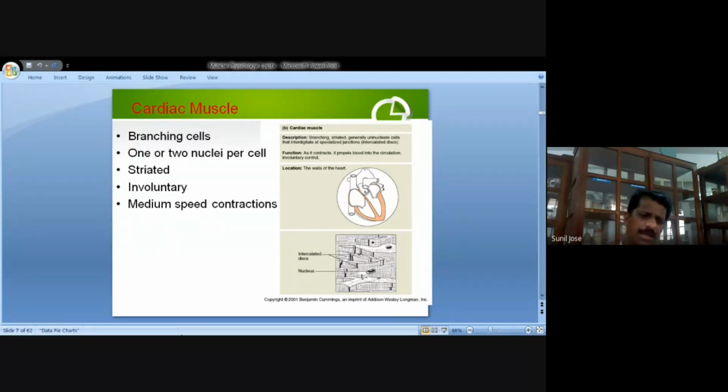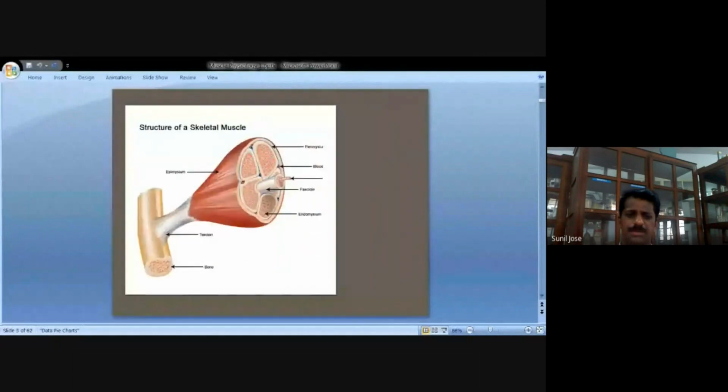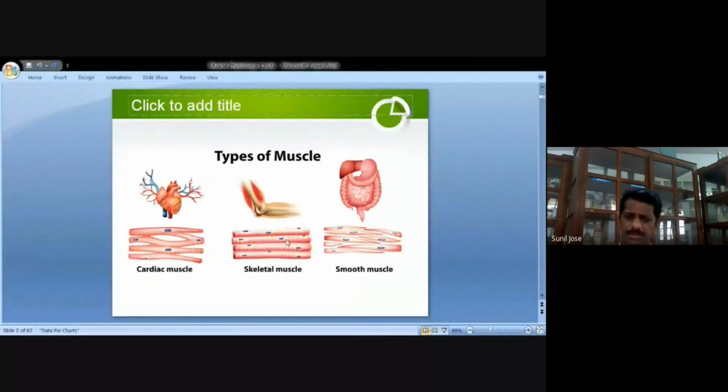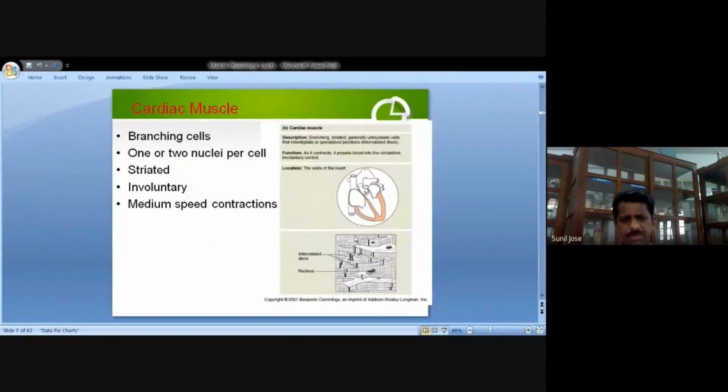Now the last point is the speed of contraction. There are three types of muscle. The fastest muscles are, what do you call, skeletal muscle. Skeletal muscles have the maximum speed of contraction. Here you can see there are three types of muscle. This is the fastest muscle. Next comes the cardiac muscle. Then comes the smooth muscle. So out of the three different types of muscle, we have the cardiac muscles having a medium, moderate speed. Now cardiac muscles are also formed of uninucleated cells.